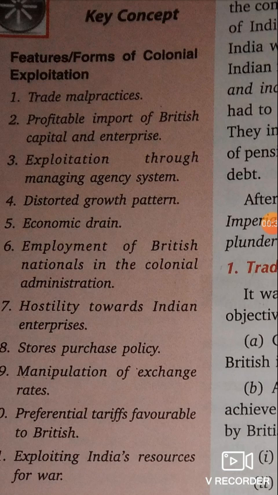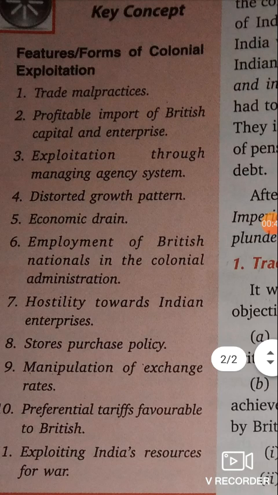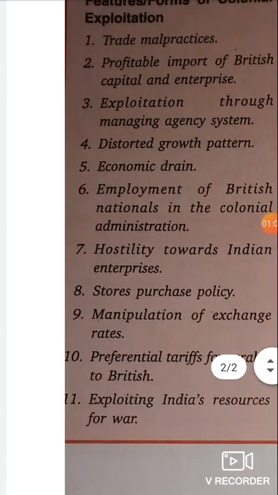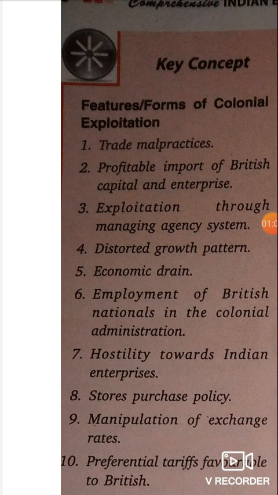Fourth, distorted growth pattern. Fifth, economic drain. Sixth, employment of British nationals in the colonial administration. Seventh, hostility toward the Indian enterprises. Eighth, stores purchasing policy. Ninth, manipulation of exchange rates. And tenth, preferential tariffs favorable to British. And 11th, exploiting India's resources for war. Now let us discuss one by one.